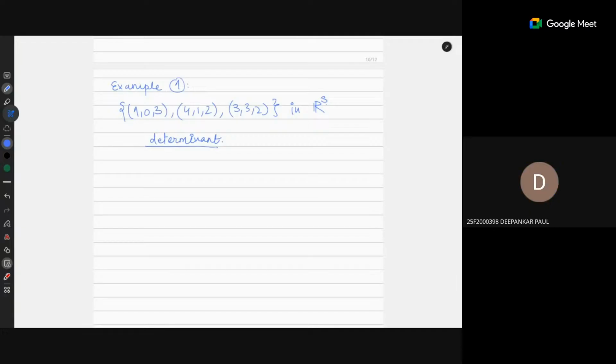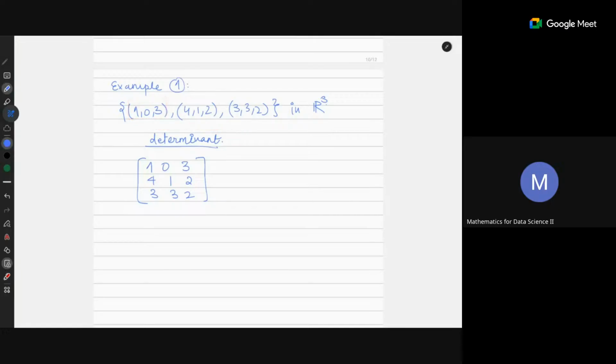So you write each vector as a row of the matrix. Now because you are in R3, you have 3 coordinates and you have 3 vectors also, so it is a square matrix. You will form a square matrix.